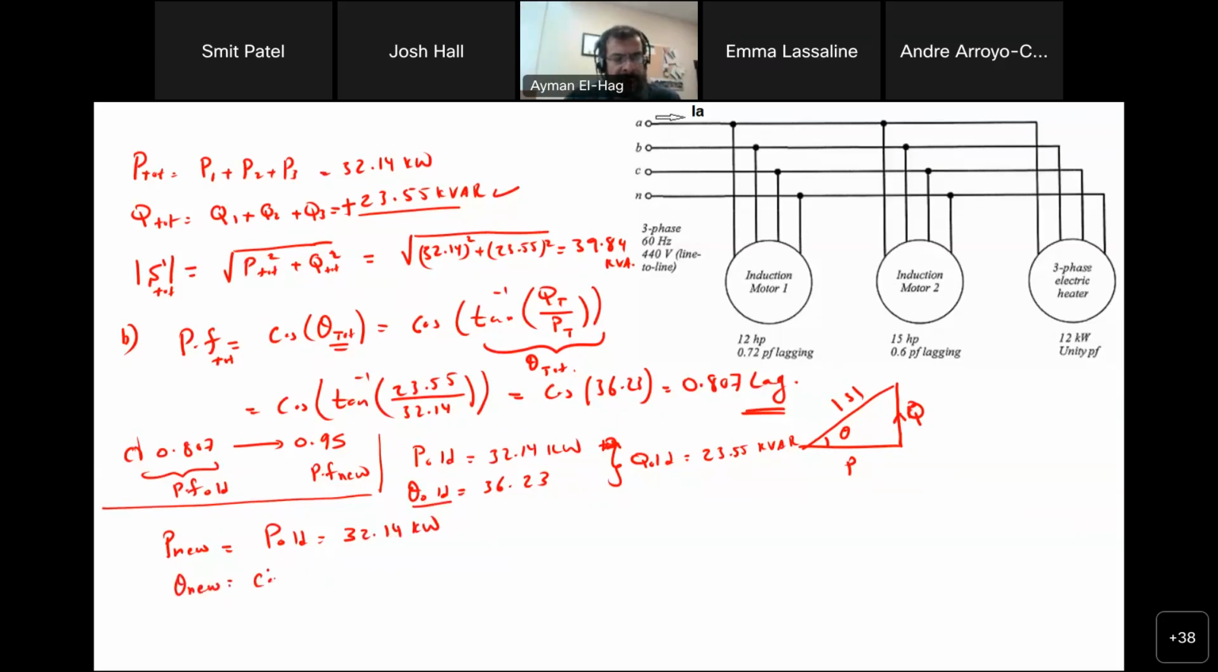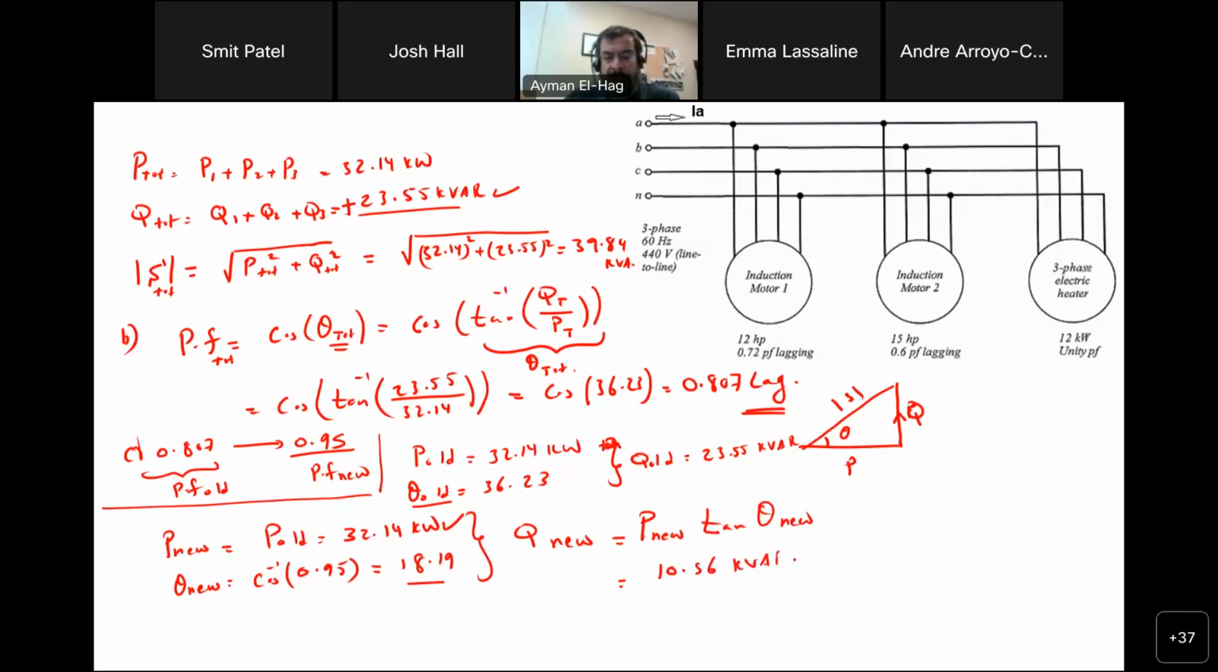So your theta new is equal to cosine inverse of the desired power factor, 0.95, and this will give me 18.19. This is your angle. Now from this, I will find Q new. My Q new is basically my P new or P old, it's the same thing, times tan theta new. So my P new is given, my theta is given, so this will give me 10.56 kVAR.